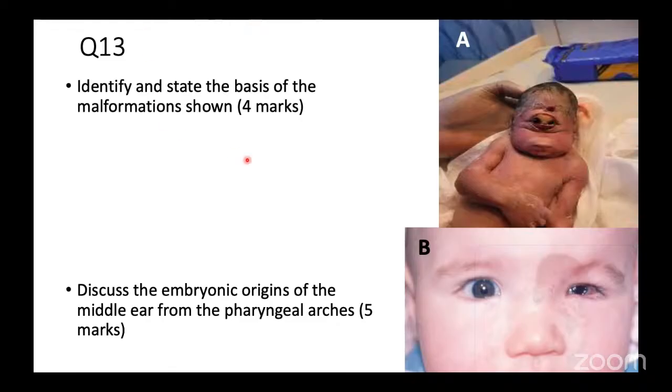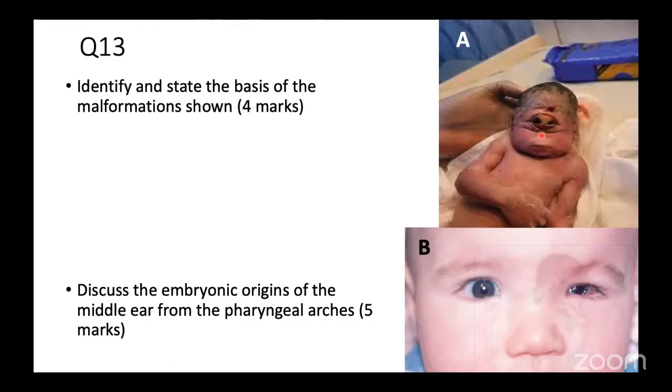Okay, so let's look at the answer. Part A identifies the basis of the malformation shown. This first one should be straightforward, pretty obvious. You can see you have one orbit, all right, and an eye-like structure, okay? Maybe two irises. But still, this is what we call cyclopia, okay?